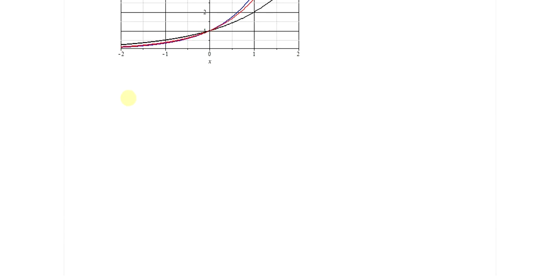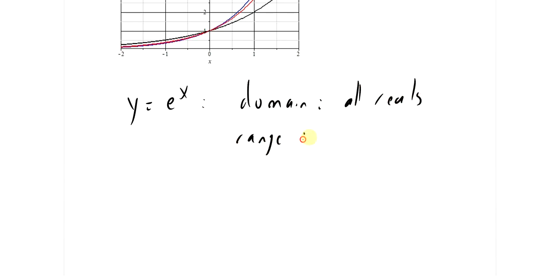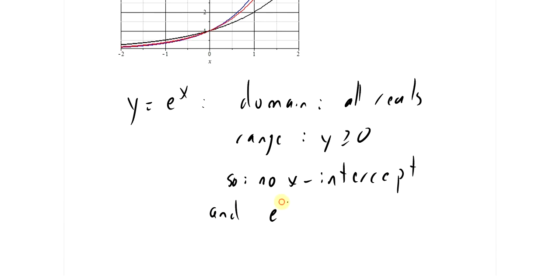So y equals e to the x, domain, all reals, it's an exponential function, range, y is greater than 0. Now this is an interesting thing, the range y greater than 0. What does that mean? It's got no x-intercepts, because to have an x-intercept you have to have y equal to 0. Another way to say the same thing, range is strictly greater than 0.